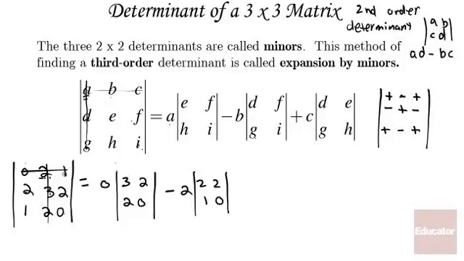Next, I've got a 1 here, and there's a positive sign associated with that, so it's plus 1 times a second order determinant, and I'm going to find that. Let's reconstruct this: 0, 2, 3, 2. My 1 is right here, in the first row, third column. Cross out the first row and the third column to leave me 2, 3, 1, 2.